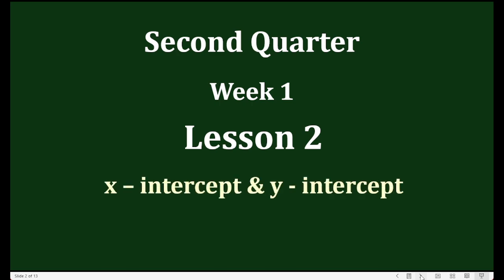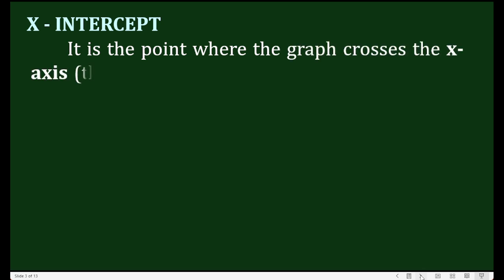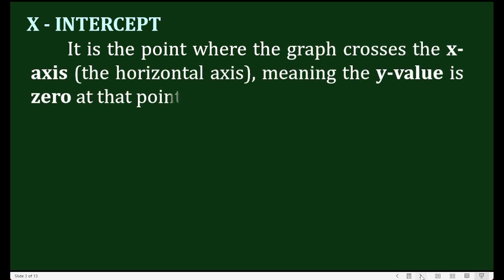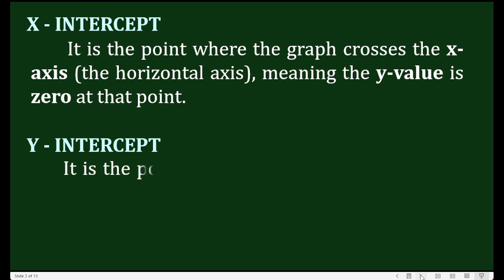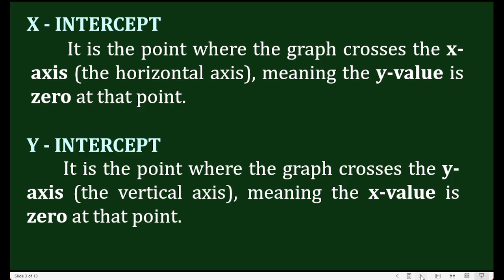x and y intercepts of the graph of a polynomial function. The x-intercept is defined as the point where the graph crosses the x-axis, or the horizontal axis, meaning the y value is 0 at that point. The y-intercept is defined as the point where the graph crosses the y-axis, or the vertical axis, meaning the x value is 0 at that point.